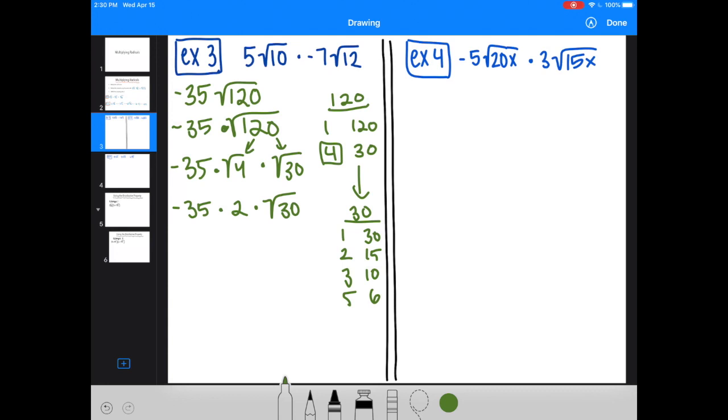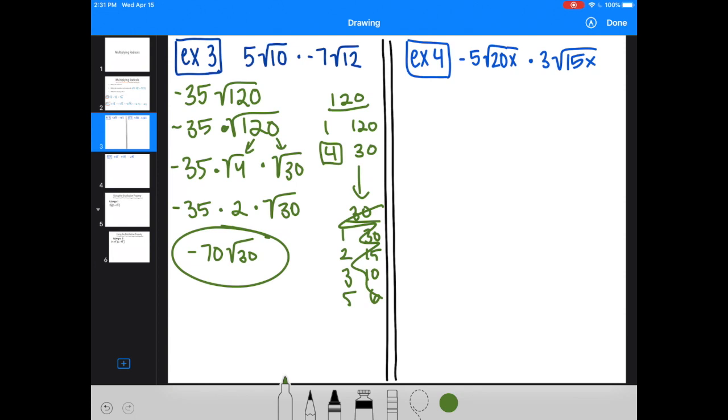Are any of those perfect squares besides 1? No, none of those are. So square root 30 is as simple as we can go. So now my last step is to simplify those coefficients. So negative 35 times 2 gives me, isn't that 70, right? Yeah, 70. So I have negative 70 square root 30 as my final answer.